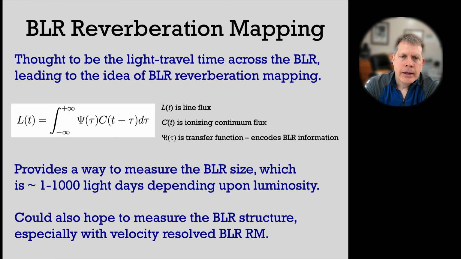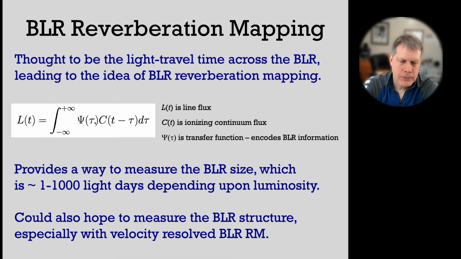And then finally, psi of tau here is a transfer function that encodes information about the broad line region. So the line response is expected to be the convolution, over a range of time delays tau, of the ionizing continuum flux light curve and the transfer function of the broad line region. And what you want out of this whole endeavor is this thing, which tells you about the broad line region, given your measurements of L and of C. That's the game you're trying to play. And so you're trying to deconvolve this thing.